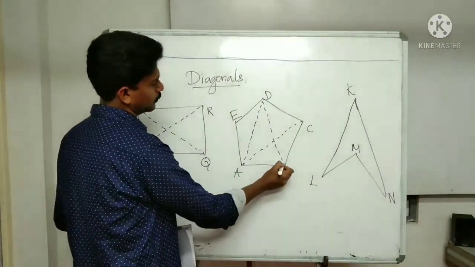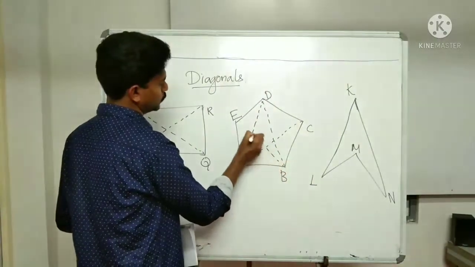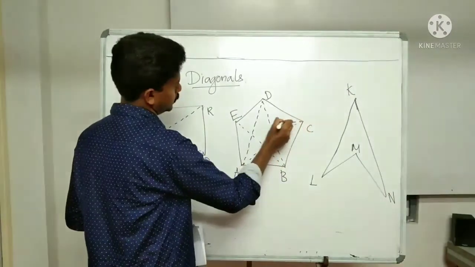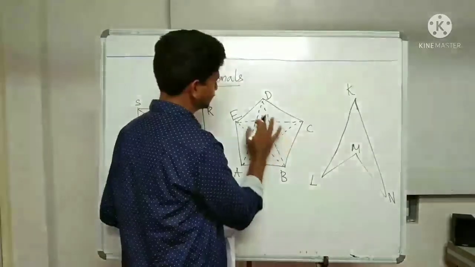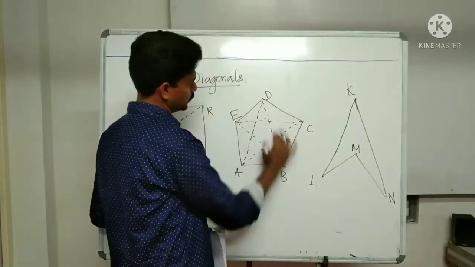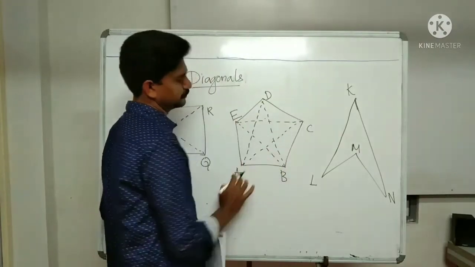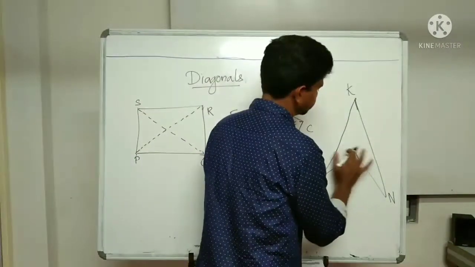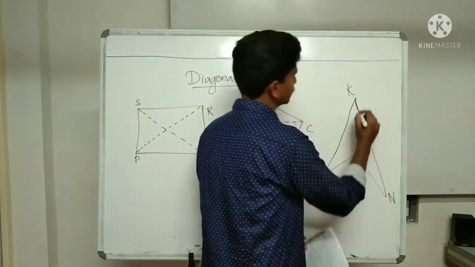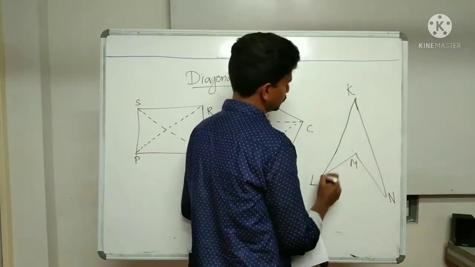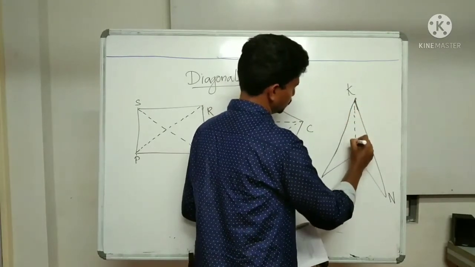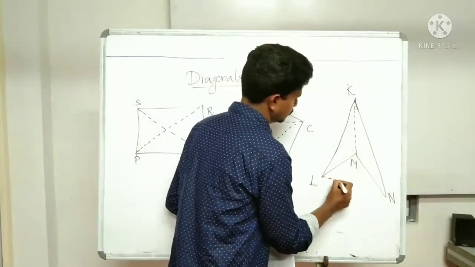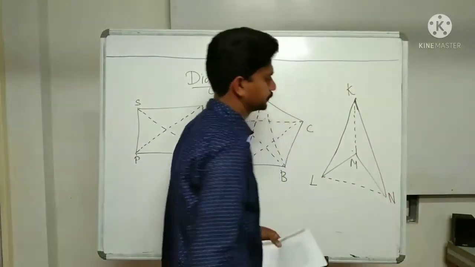From B we can draw two diagonals. From C also we can draw two diagonals. So 1, 2, 3, 4, 5. Right? Okay. Let us draw for this one. Non-consecutive, which means these two opposite vertices we can consider. So we can draw a diagonal for it.